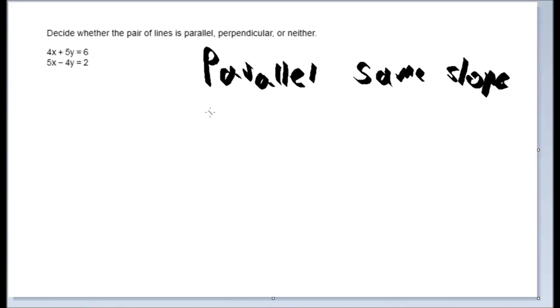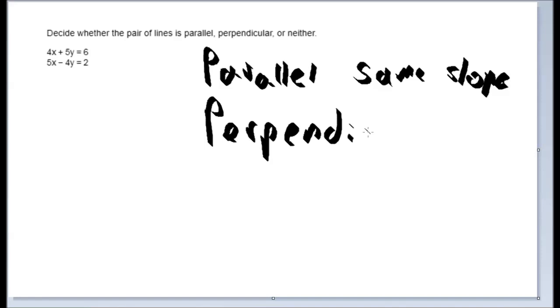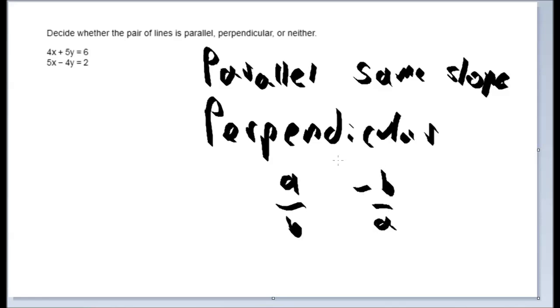We also know that for perpendicular lines, we have a negative reciprocal. In other words, if you have one slope of a over b, then the other slope will be negative b over a, and that will make them perpendicular. If these two conditions don't occur, then the answer is neither. So let's find the slope for the first one.